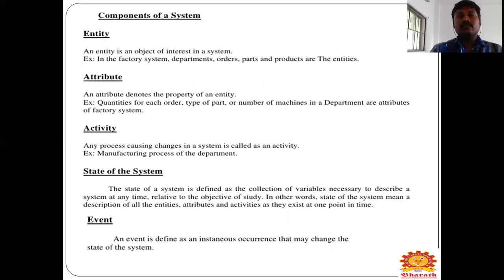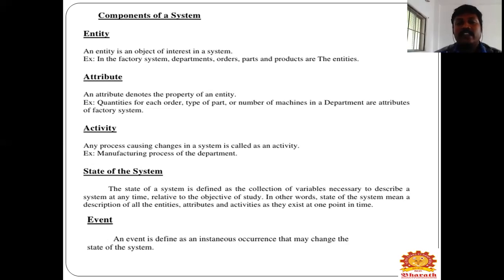And next one, what are the components of a system? In components of a system, we have 5 types. One is entity, attributes, activity, state of the system and event. First of all, what is an entity? An entity is an object of interest in a system. And attributes denote the properties of the system. What are the properties going on? All of that comes under that system. Next one is an activity, and any process occurring that changes the system is called an activity.